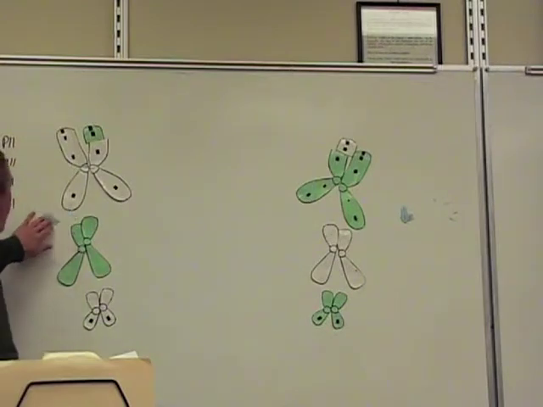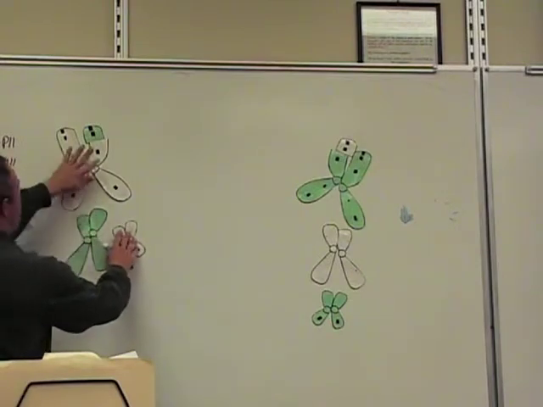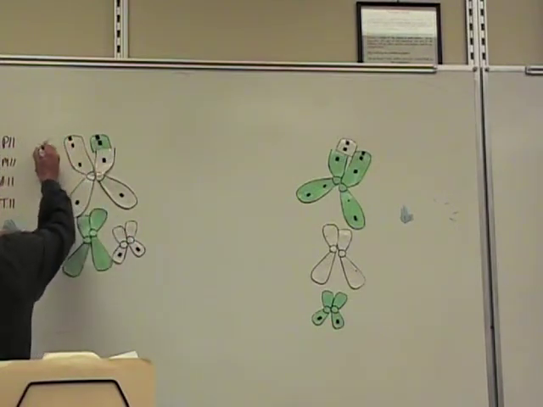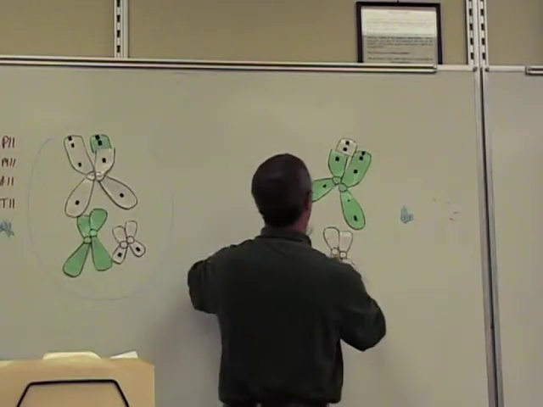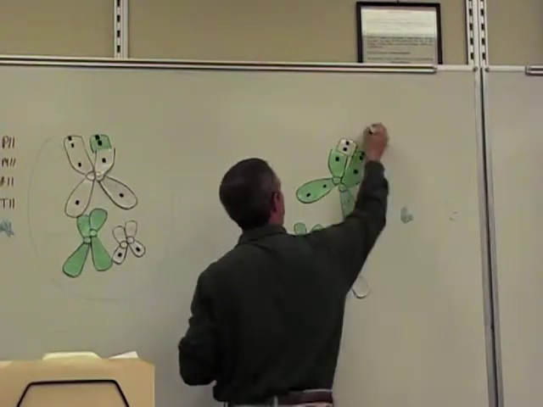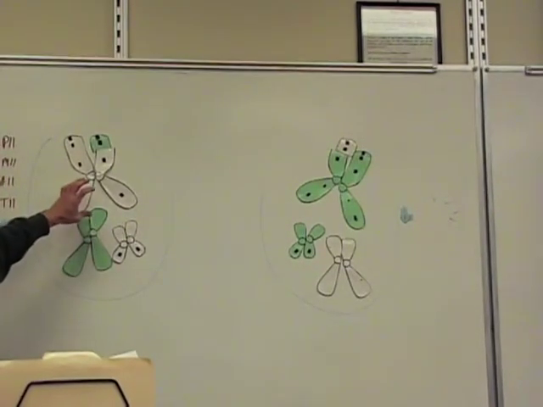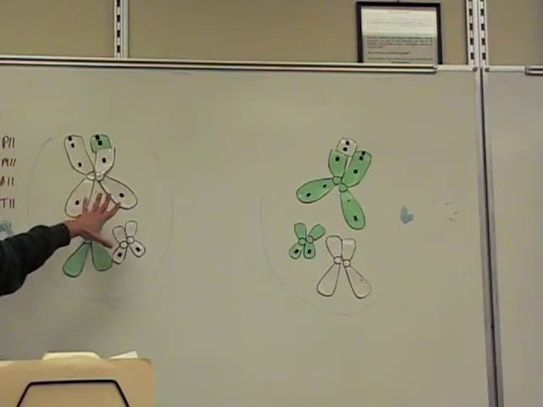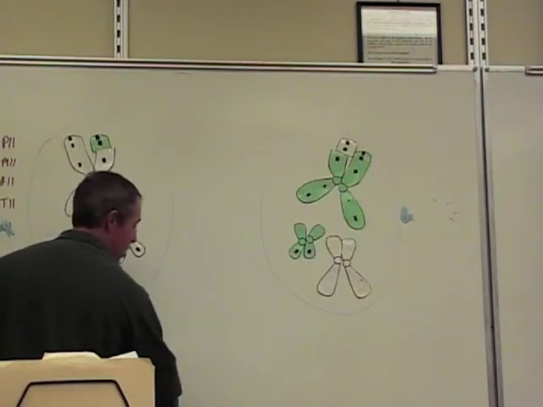Then, telophase. Basically, they huddle in the middle. It's just the same as telophase before. New nuclear membranes form. What happens to the chromosomes? They uncoil and spread out. It's the same from here on in. Everything's the same as mitosis. It seems kind of pointless.